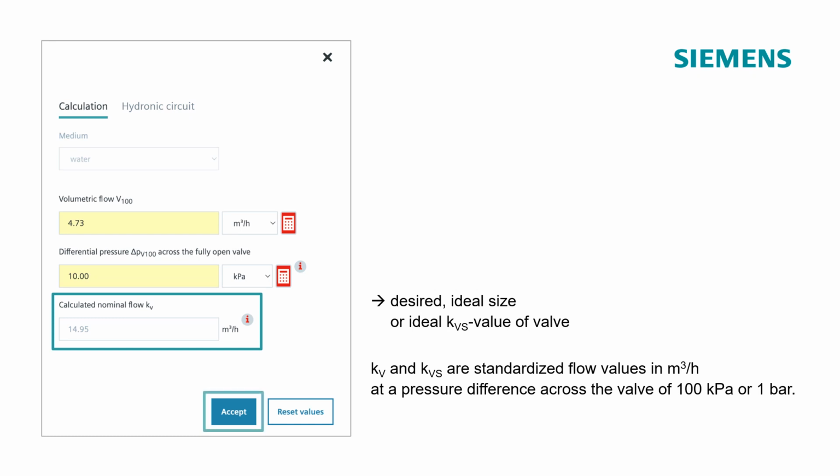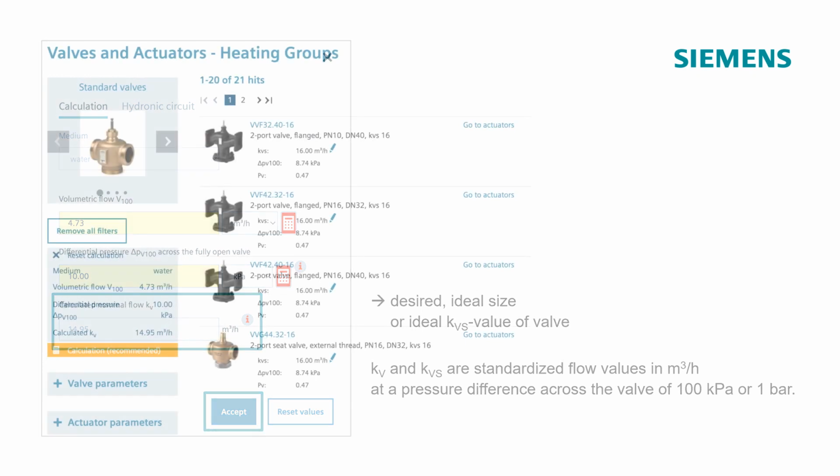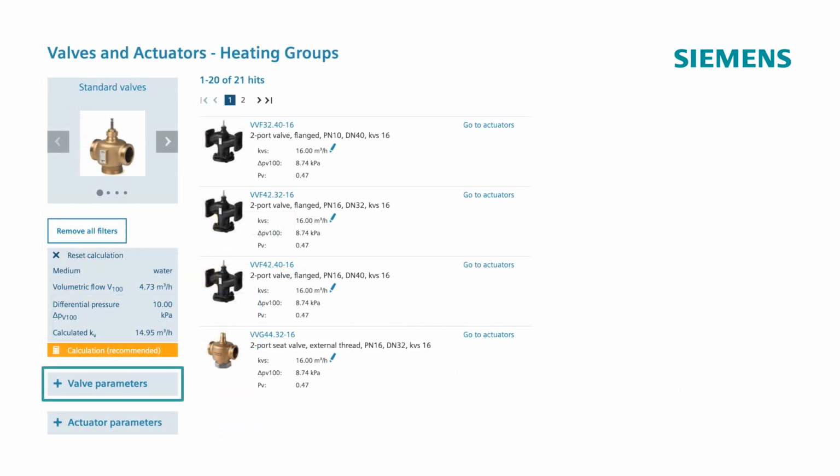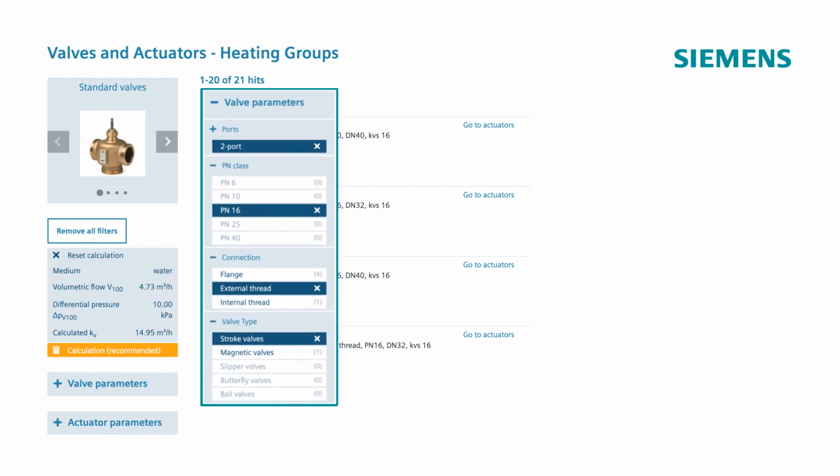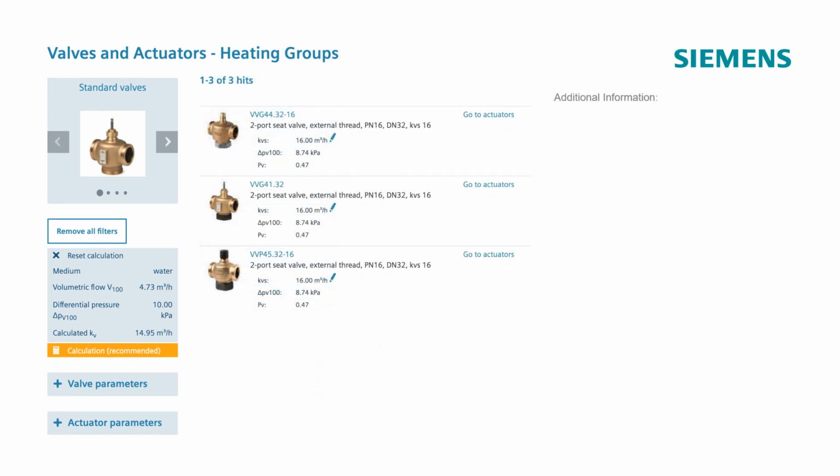Click Accept. By doing so, the calculations are being finalized and the selection of applicable control valves will be further limited based on that. This select list can be further reduced. For that, select the desired or required valve parameters such as ports, connection and valve type. The selection is now limited to 3 applicable valves, and the order of this list is according to the previously selected application.